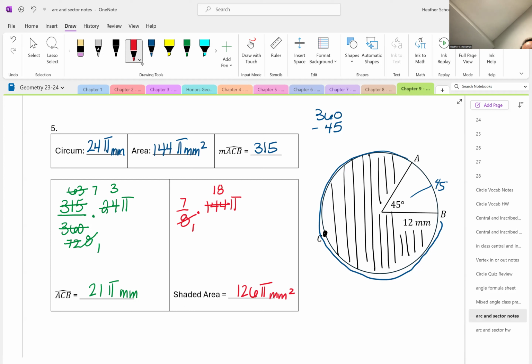Okay, use these notes now that you filled it out to complete your homework.